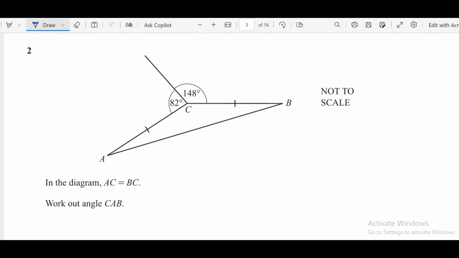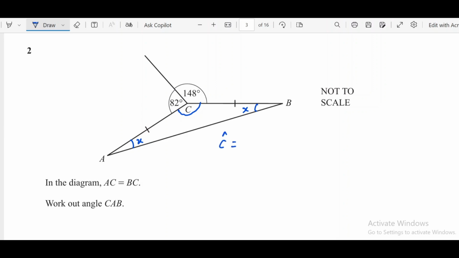Question number 2, we are given a triangle, an isosceles triangle, because here we are told that the side AC equals BC, and now we have to work out the value of angle CAB. Angle CAB is this marked angle here. Okay, that's this CAB. All right, let's call it x. But because it's an isosceles triangle, the base angles are equal. Angle B will also be x. But then let's find this angle C first.